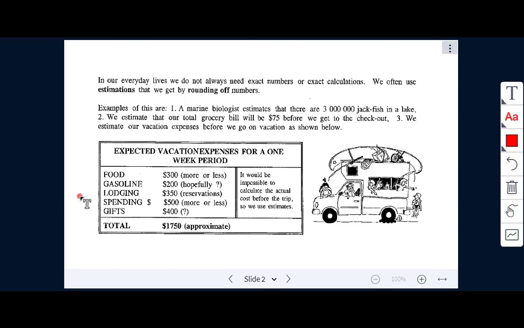How much are you going to spend on other miscellaneous things? Maybe $500. Gifts, maybe you're going to go to the gift stores and so on. Maybe $400. I don't know. So it's pretty impossible to calculate the actual cost before the trip. That's why you're going to use estimates. All right. So here the estimate for this 1 week vacation, they've estimated $1,750.